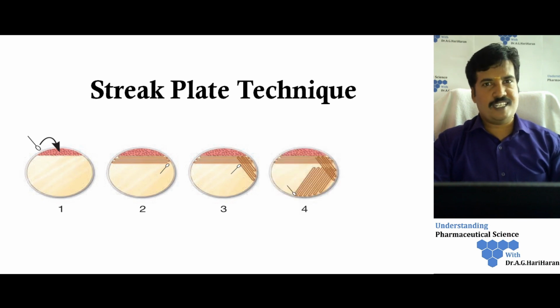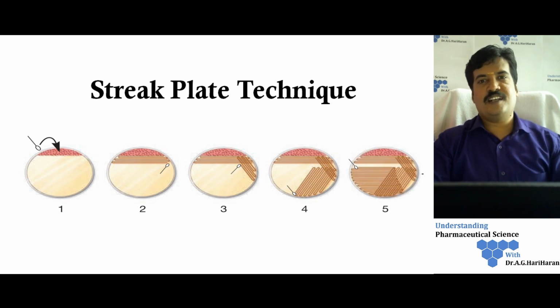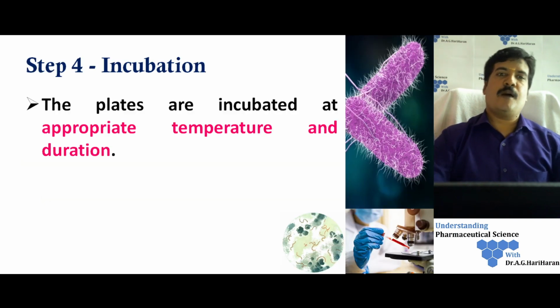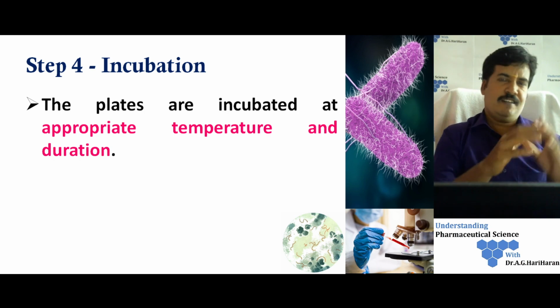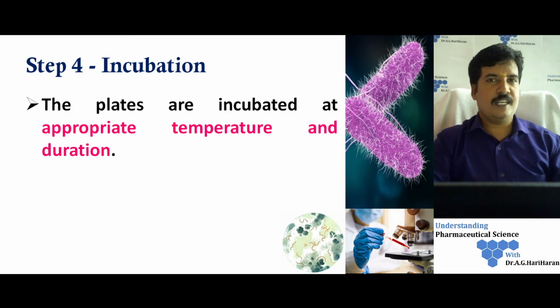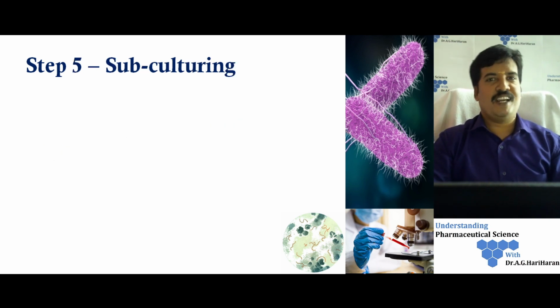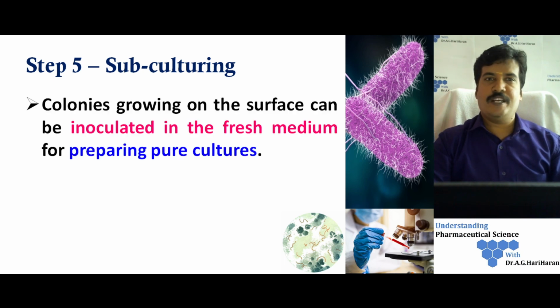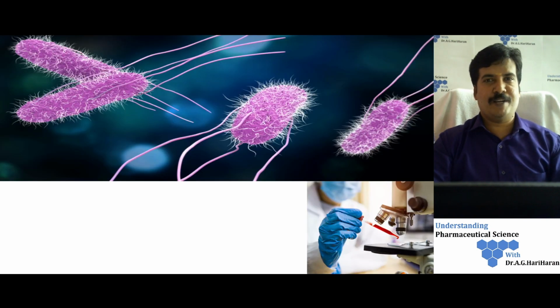Then once again sterilize the inoculating loop, take the sample from the second streak, and perform the third streak. After that, perform the fourth streak. Then incubate it at an appropriate temperature and duration. We will see the colonies as individual ones in the final streak. Then isolate one and grow it into a fresh medium. So this is how we perform the streak plate technique.